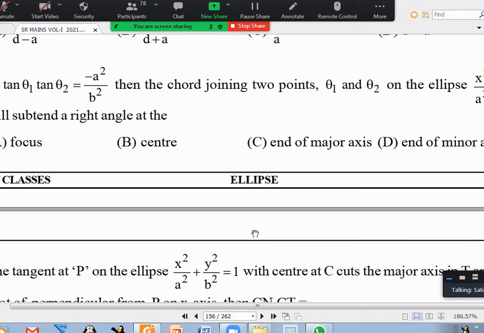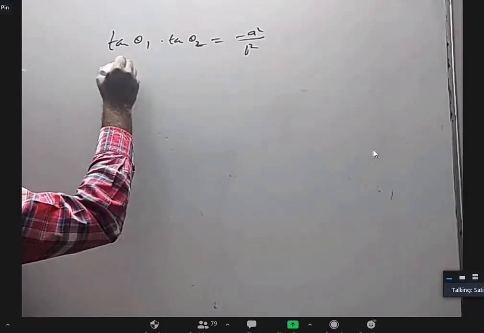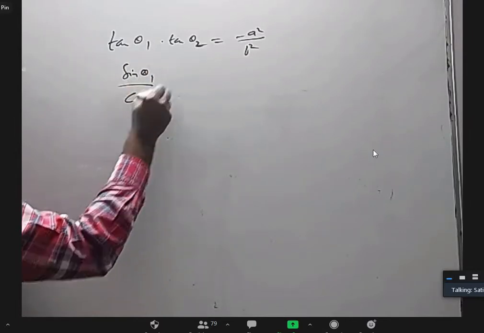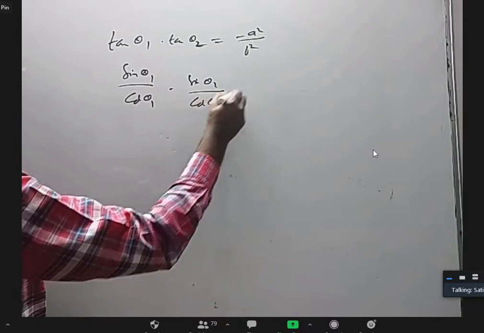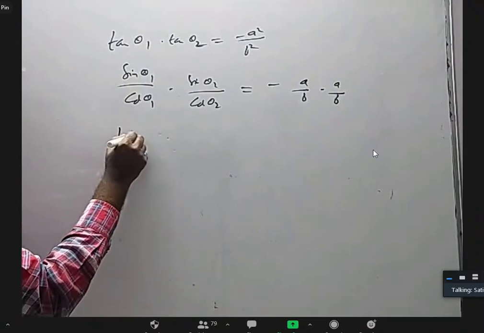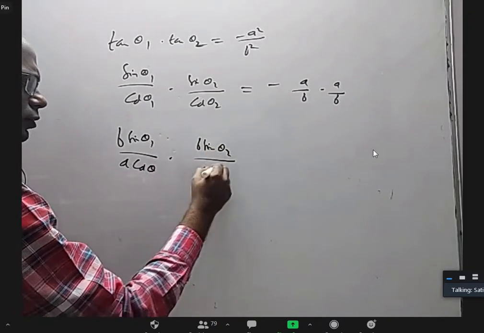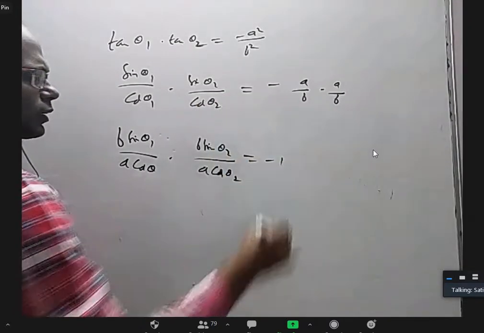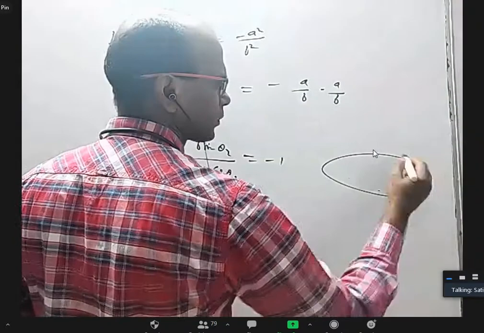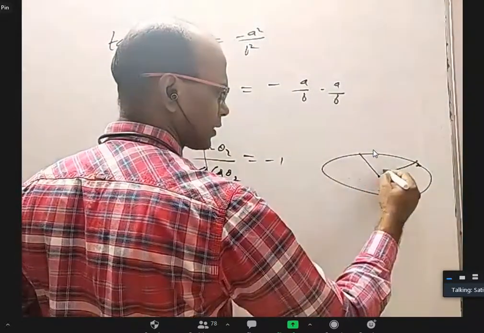Tan theta 1 into tan theta 2 equal to minus a square by b square. This I can rearrange. I can write sin theta 1 by cos theta 1 into sin theta 2 by cos theta 2, and this I can write as a by b into a by b. One a by b, bring it here, and you can write b sin theta 1 by a cos theta 1. Similarly, this is b sin theta 2 by a cos theta 2 equal to minus 1. So we have an ellipse and we have 2 points where this angle is 90.